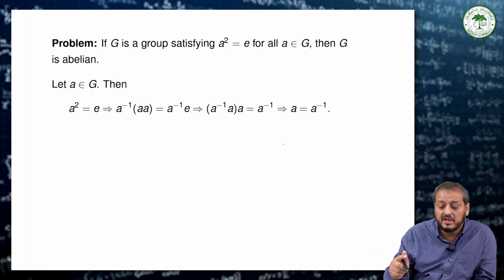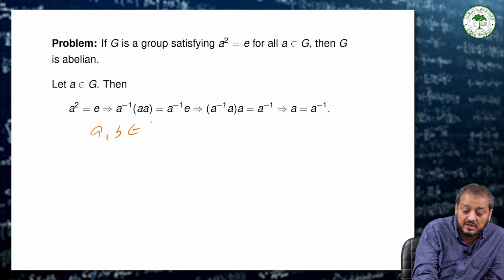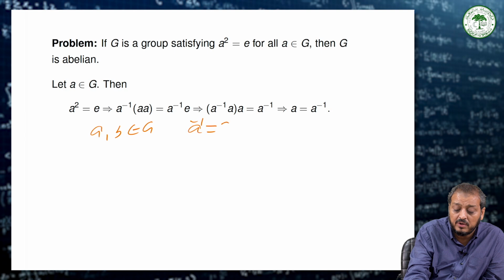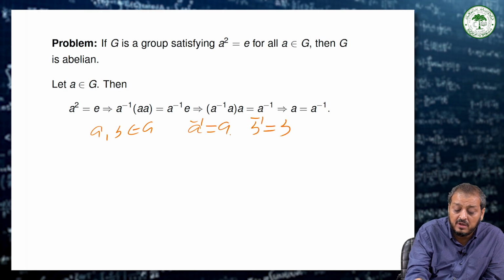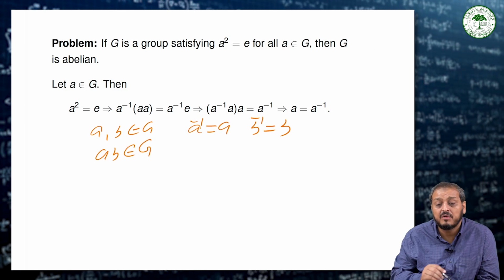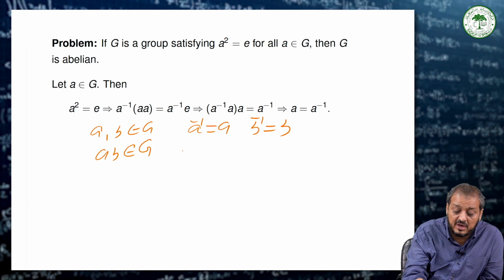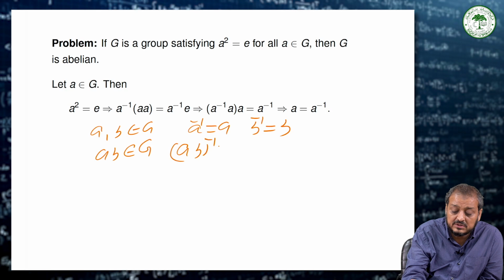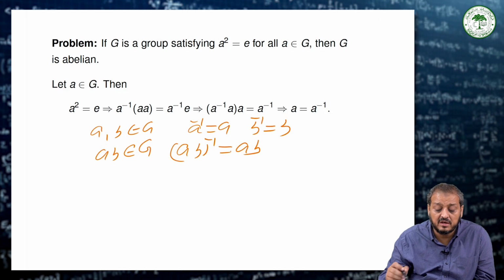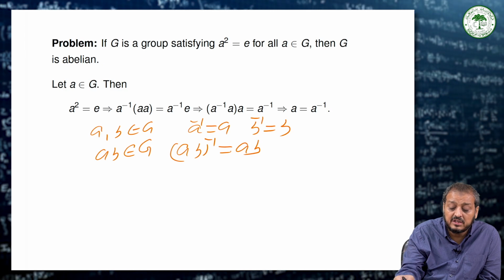So to show G is abelian, since every element is its own inverse, take a and b as elements of G. Then a inverse is equal to a and b inverse is equal to b. The product ab also belongs to G by the closure property of a group. So if a and b are elements of G, then ab inverse is also equal to ab. So we have these conditions, and we can prove that ab is equal to ba.